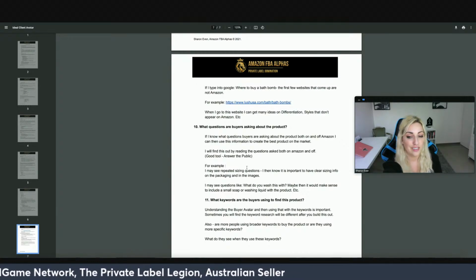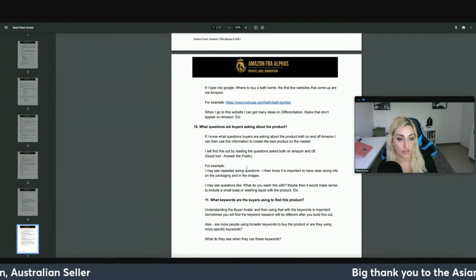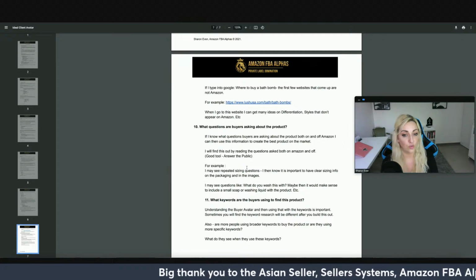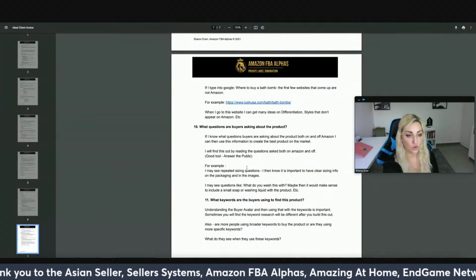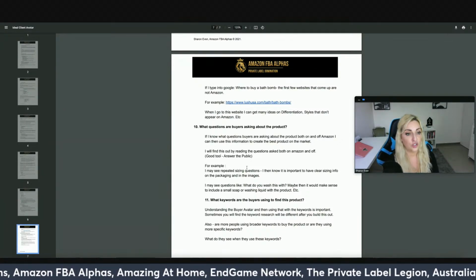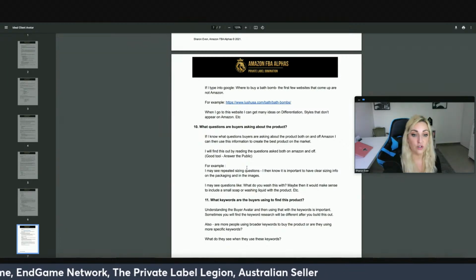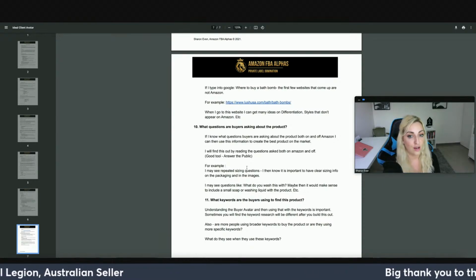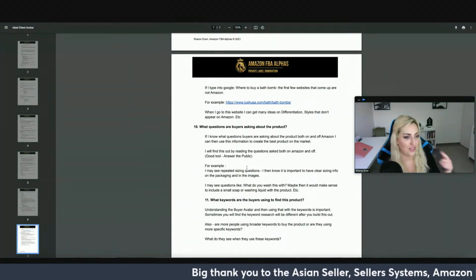If I see questions on a product like, what do you wash this product with? Then maybe it would make sense for me to include a small soap or a small washing liquid with the product. So when you understand what questions people are asking, it can help you identify certain things that are important to show in your images or on your packaging, or it may even help you identify a small bonus or extra product that you can include in the product in the first place. Hope that made sense.